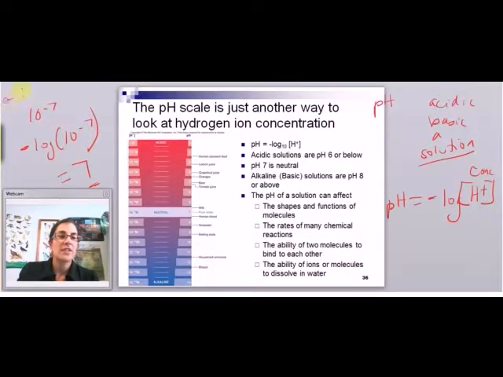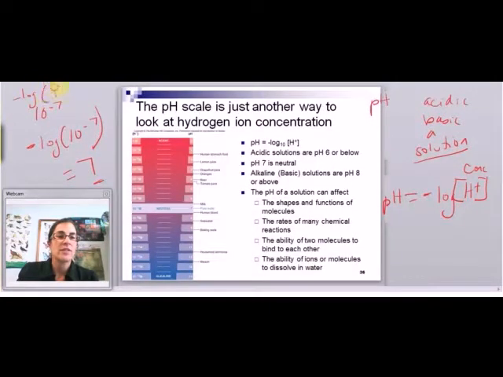If I took the negative log of 10 to the negative 6th, hopefully you see that that would be equal to 6. So it's always taking this exponent, and that's what the whole number becomes. It's just turning a really awkward number to work with, 0.00001, into a whole number that's much easier for us to work with.